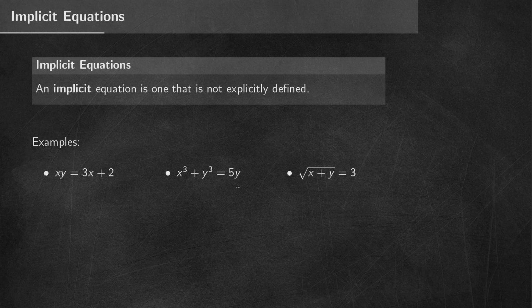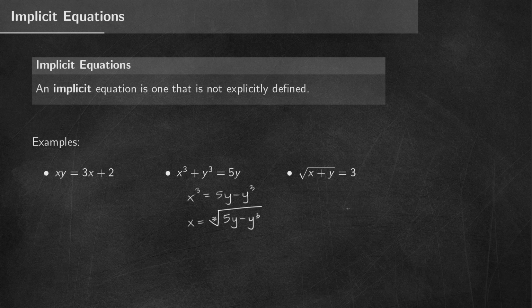If I subtract y cubed on both sides, I'd have x cubed equals 5y minus y cubed, and then I could take the cube root of both sides, and I'd have x equals the cube root of 5y minus y cubed. So now I've converted this into an explicit equation. But I wouldn't be able to do that for y in this example.